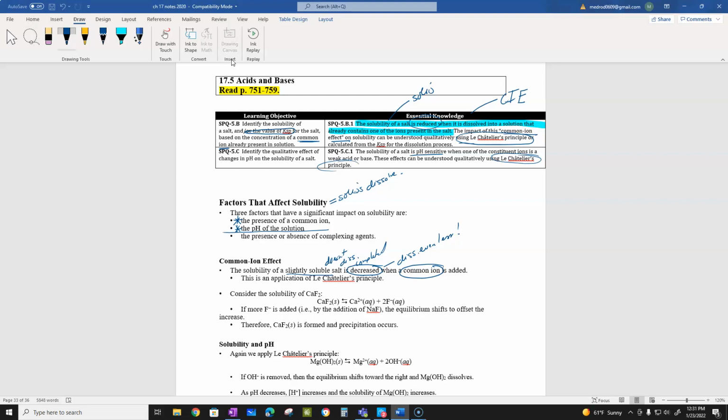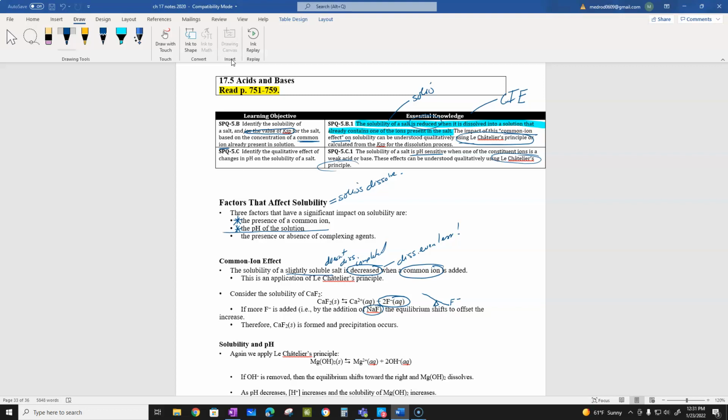So let's say we take that same example, calcium fluoride. We have our equation. Let's say we have more ions of fluorine added. So this is kind of like what my teeter-totter looks like. I have just added more fluorine ions. And how would I add it? By adding a common ion. And I don't care about the sodium. Sodium's not part of this equation.